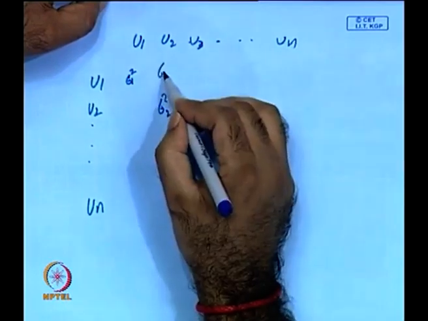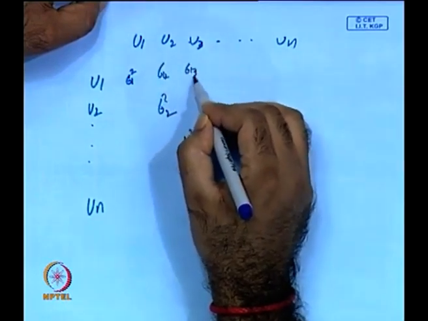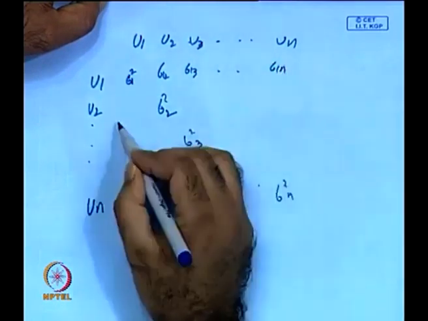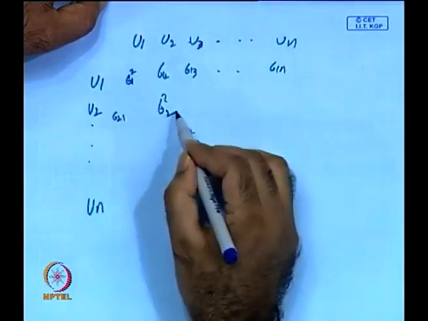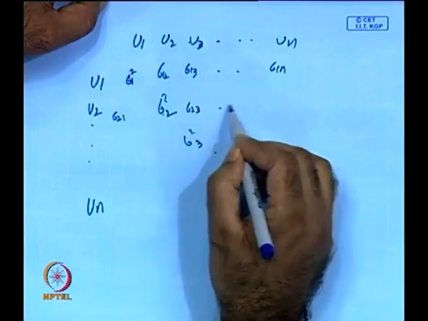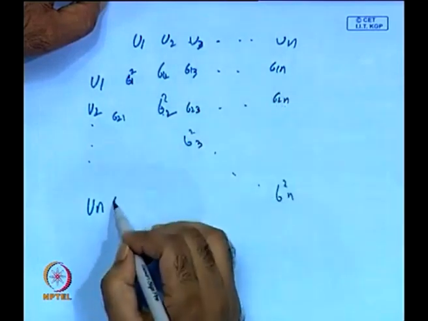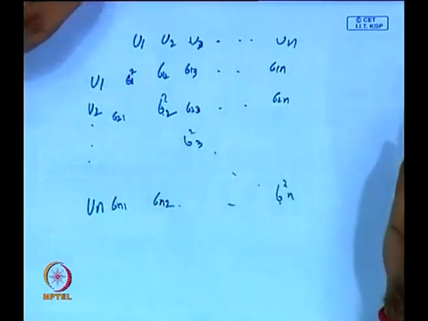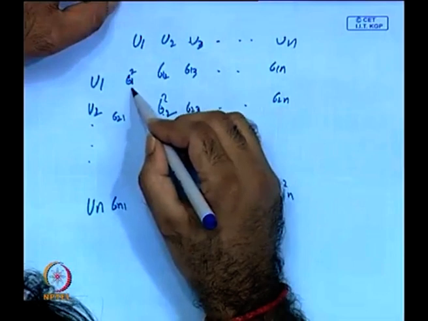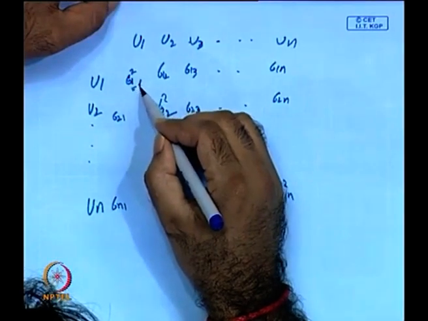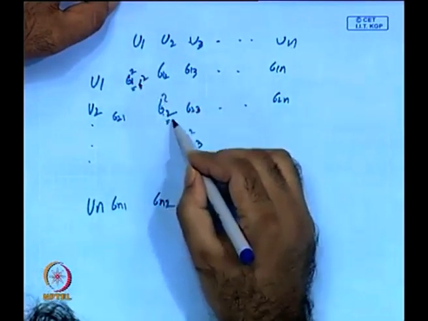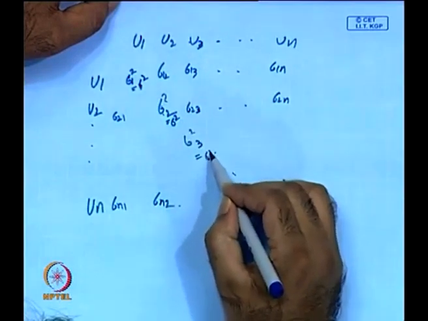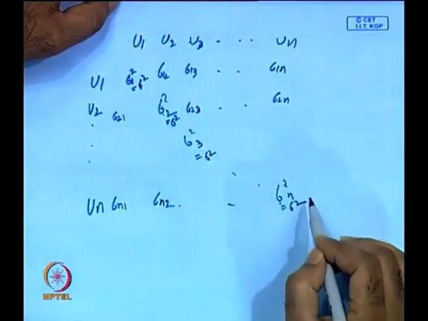Okay, so then you have sigma 1 2, sigma 1 3, then sigma 1 n, then sigma 2 1, then sigma 2 square, sigma 2 3, and it will be sigma 2 n. Then sigma n 1, sigma n 2, then sigma n square. So this is how the matrix looks. By default, this should be sigma square, this should be equal to sigma square, this should be equal to sigma square, and this should be equal to sigma square. Let's say it is just like the case of a unit matrix.